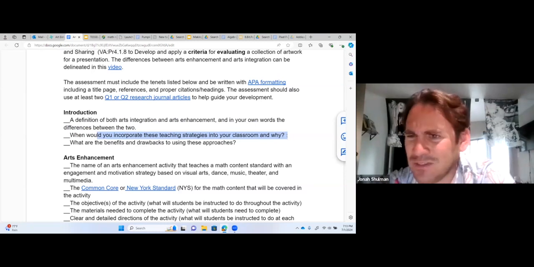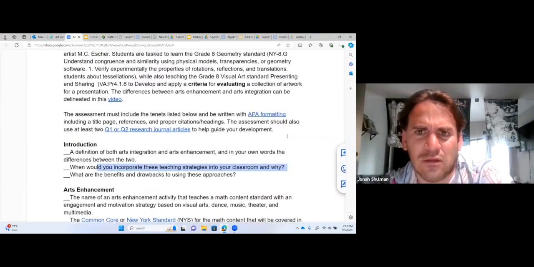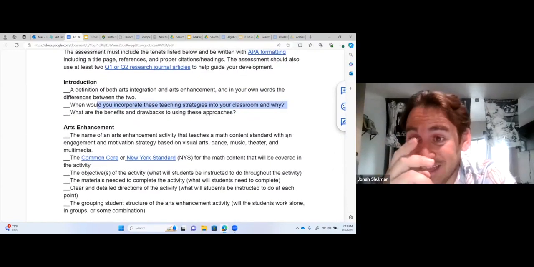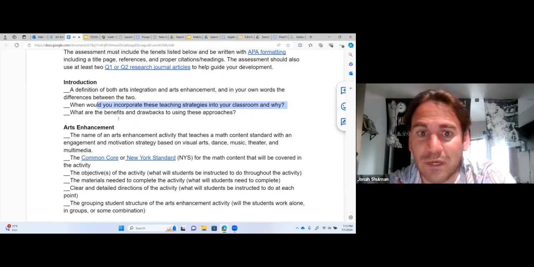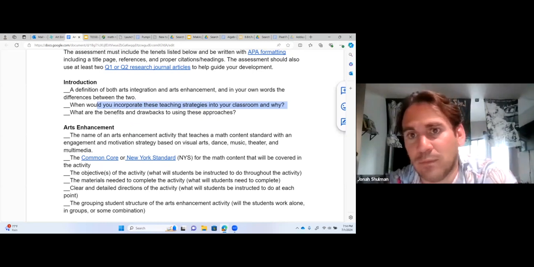Be like, I'm going to use enhancement when I'm doing reviews. I'm going to do integration when I'm teaching a new concept. I don't know. What are the benefits and drawbacks to each approach, right? So there's got to be benefits and drawbacks to each of them.